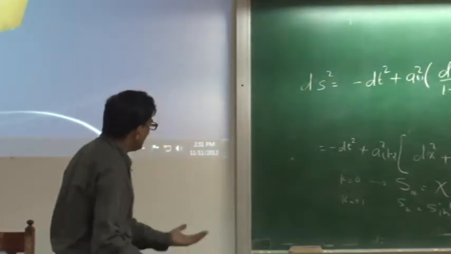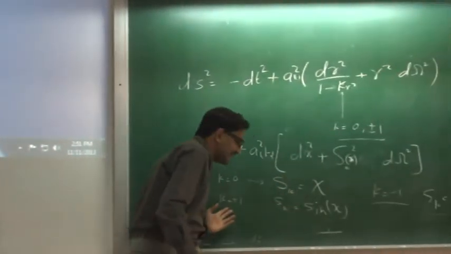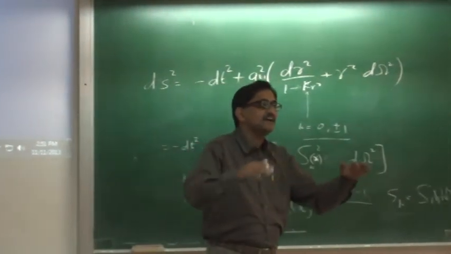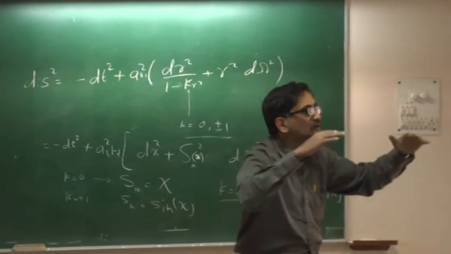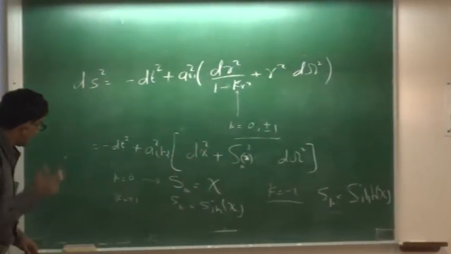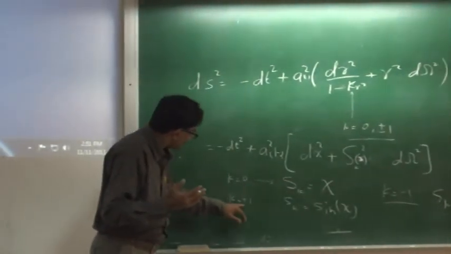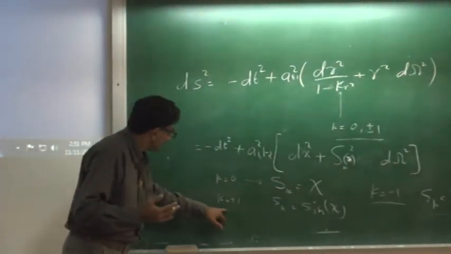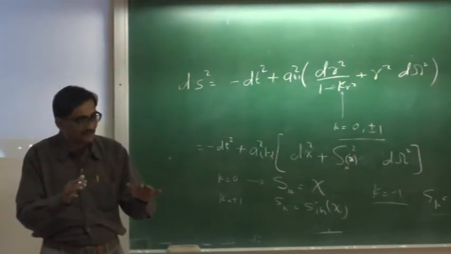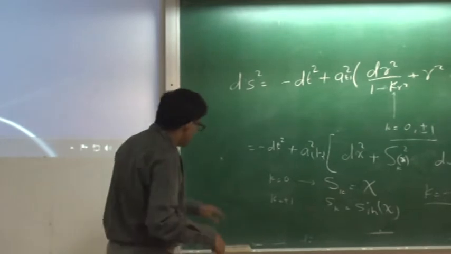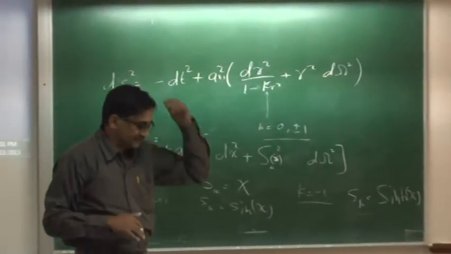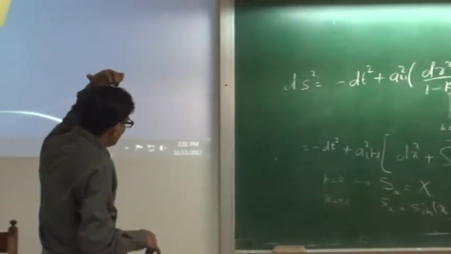Similarly, for a closed universe, like the k equal to +1 universe, the positive curvature universe, it has a finite volume without a bounding surface. Since this is finite volume, you call this a closed universe. This is called a flat universe, and this is called an open universe because the total volume is infinite.